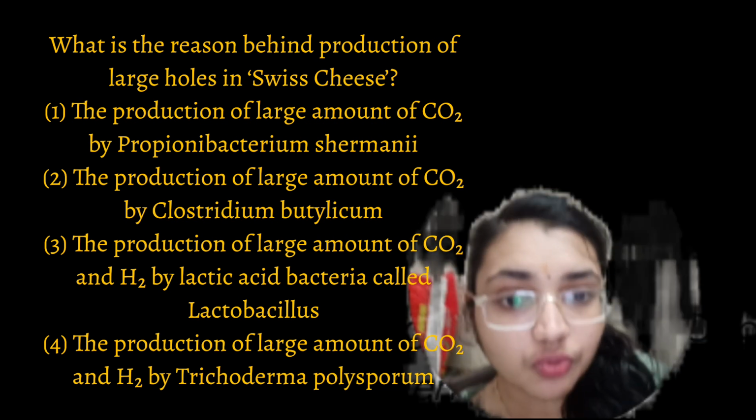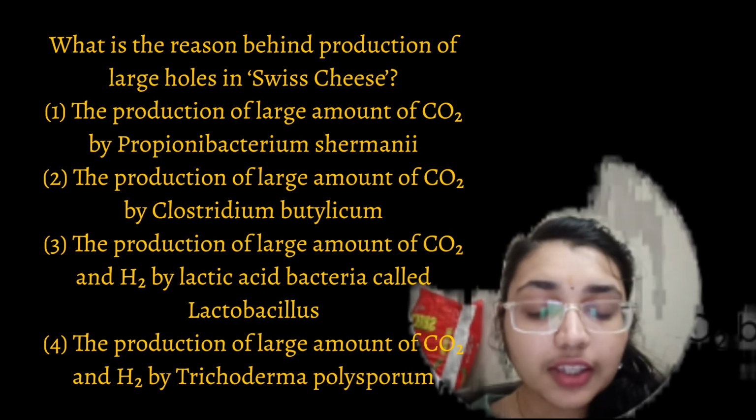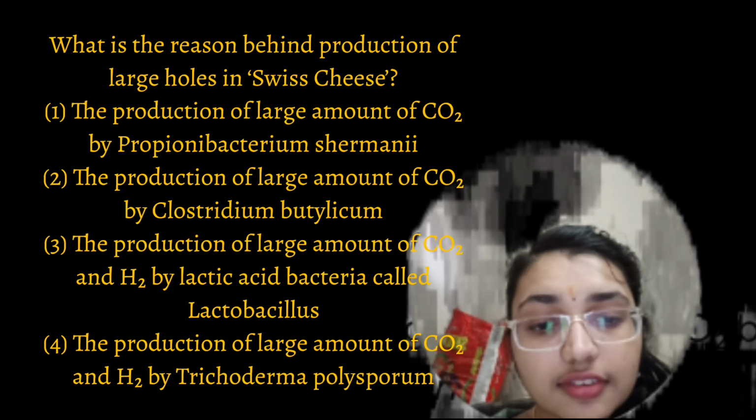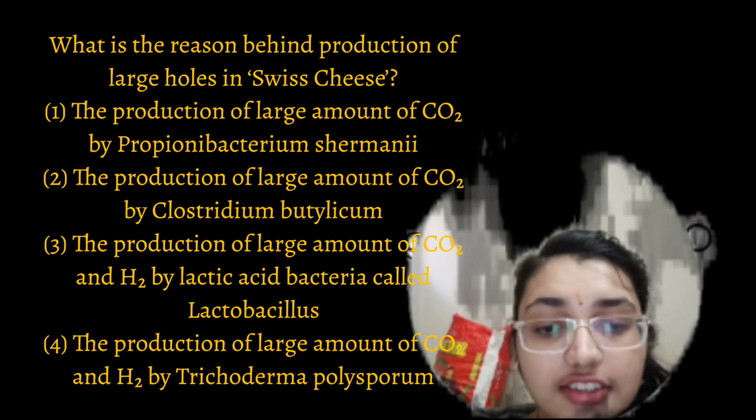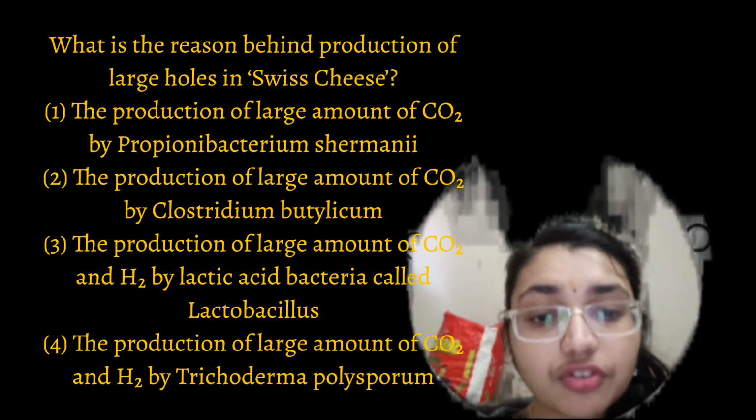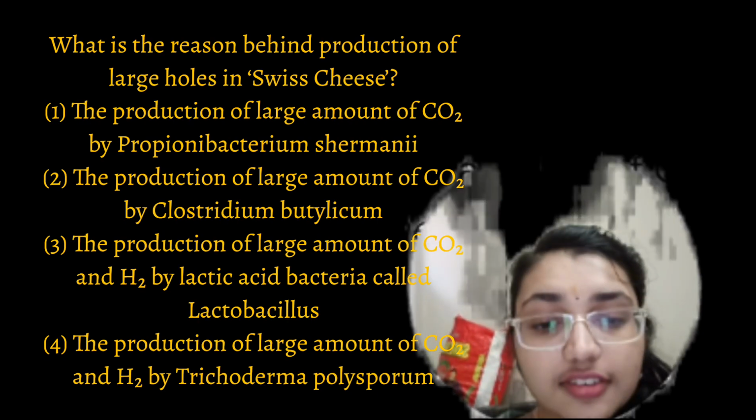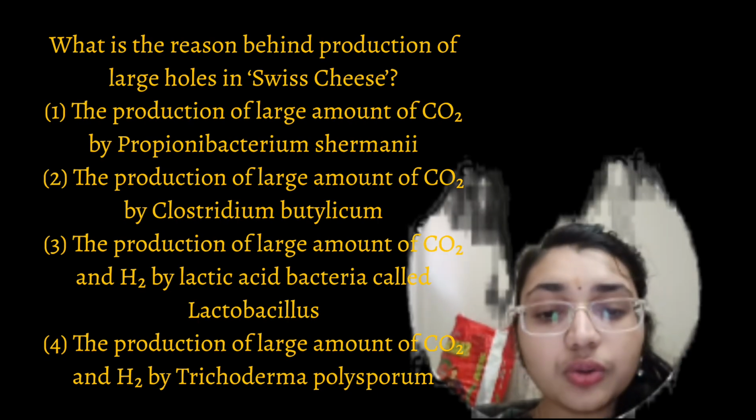So what happens when the Swiss cheese is ripened? This cheese is fermented and lactic acid is produced. A large amount of CO2 gas is released, which creates the characteristic large holes in the cheese.